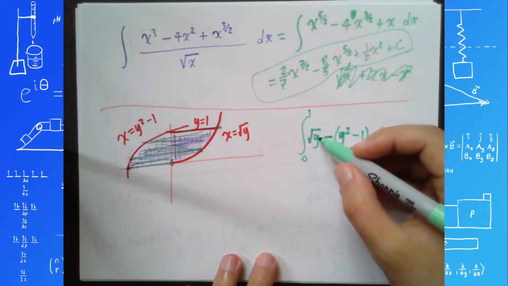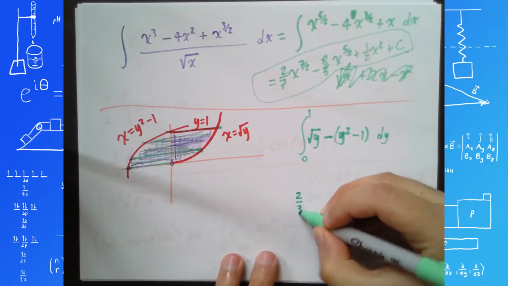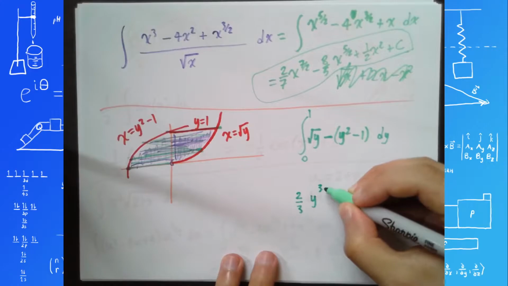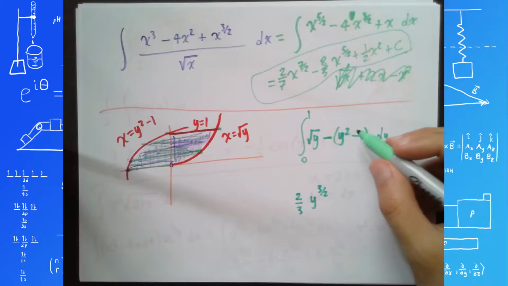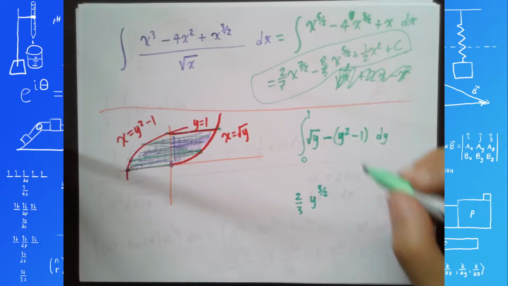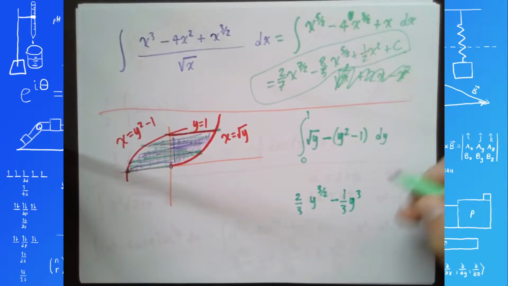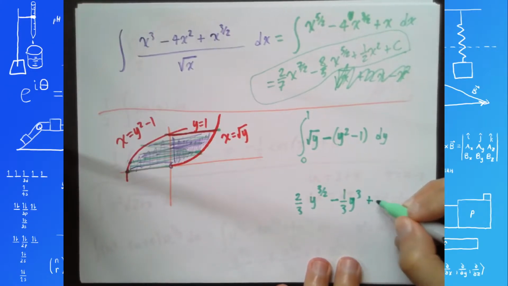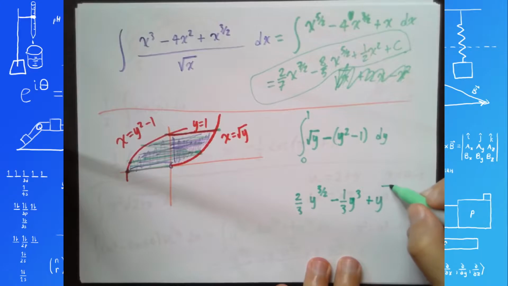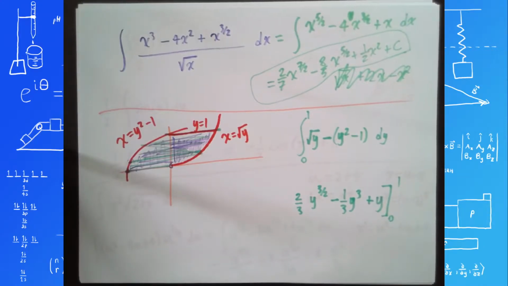Integral of y to the 1/2 is going to be 2/3 y to the 3/2. And then if I mentally distribute the minus, negative y squared would integrate to negative 1/3 y cubed. And then minus negative 1 is plus 1. Integrating that would give us plus y. And then that's evaluated from 0 to 1. If you plug in 0 for all of these, you get 0. So really we're just plugging in 1 here.